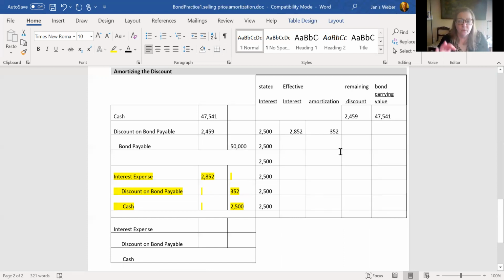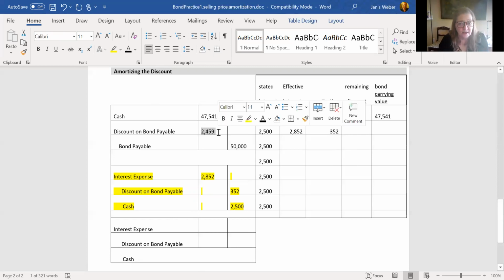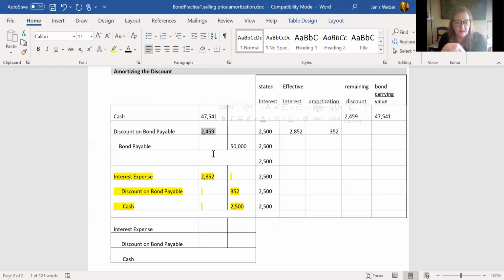So whenever we record that 352, it means that if you looked at a T account for discount on bond payable, it would have a debit balance originally and a credit from this entry we just made. You see the original entry had a debit of $2,459. So that discount on bond payable has a debit balance of $2,459 before we made our interest entry right here, the amortization entry. And so we're crediting it for $352. So we're reducing the discount on bond payable.